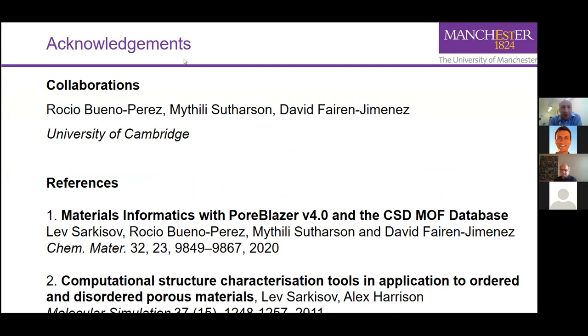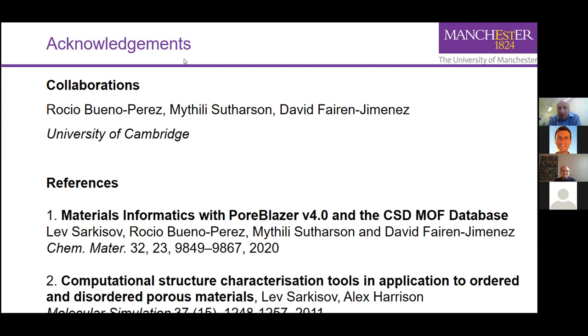acknowledgments. The most recent work on the topics of geometrical tools for porous materials has been published together with a group of Cambridge University, Rosso, Mithili, and David from the group of David Fire and Jimenez in Cambridge. And this is the first reference on this slide. And the original article on these geometrical tools was published now more than 10 years ago. Interestingly, I'm the first author on that article because I programmed it. And Alex Harrison was an undergraduate in my group. He did all this kind of tests.